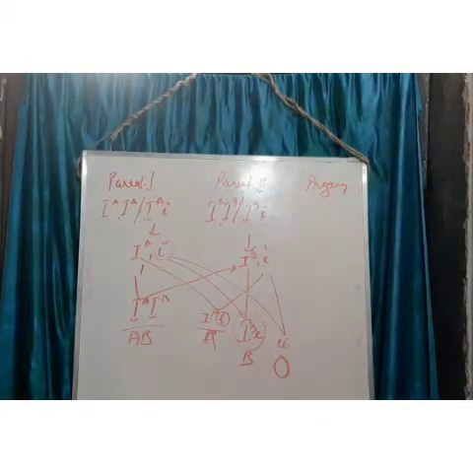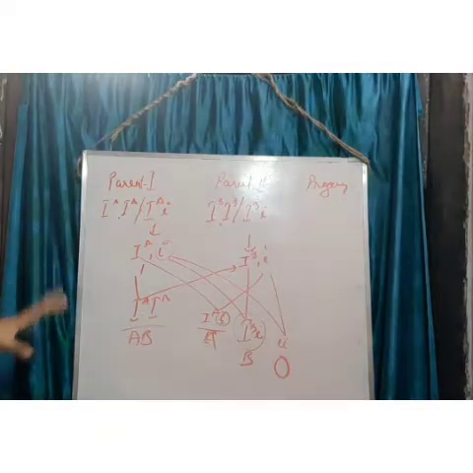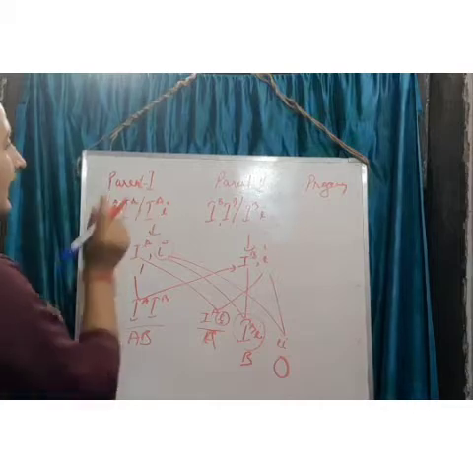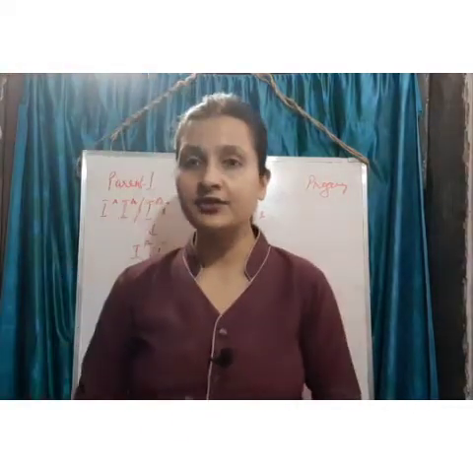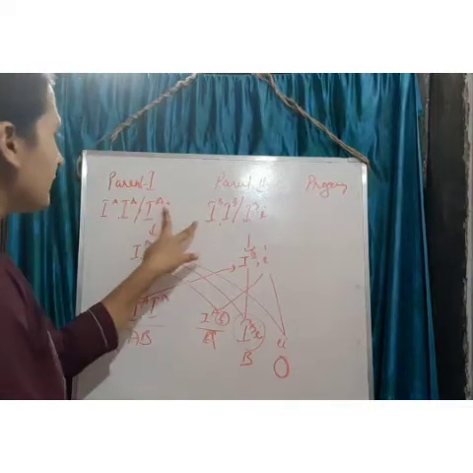And if both the recessive alleles come, then the blood group will be O. Am I clear? So this is how the blood groups are determined based on the dominant allele and the recessive allele. Am I clear? So these are the possibilities. So this could be reversed also.